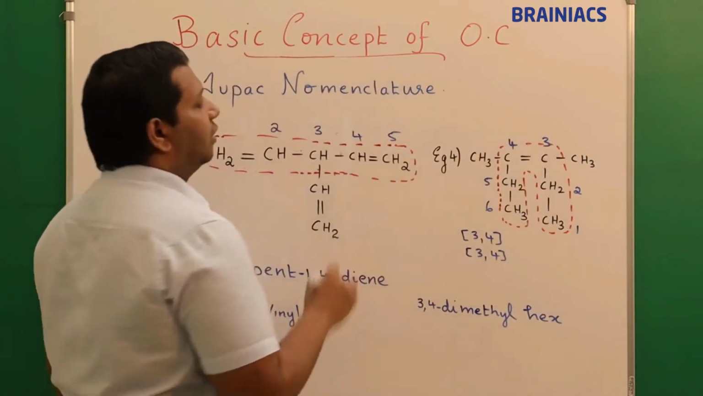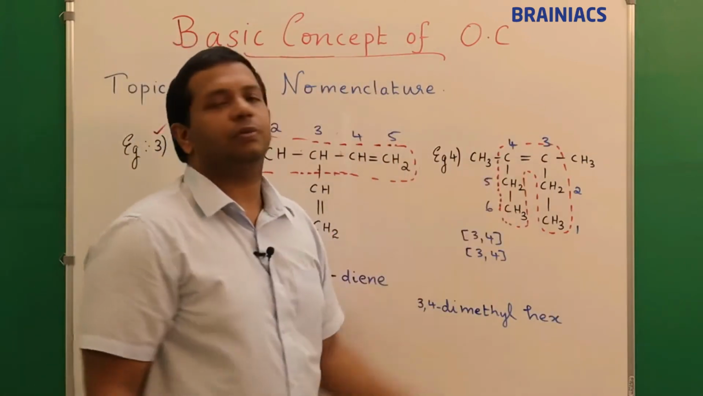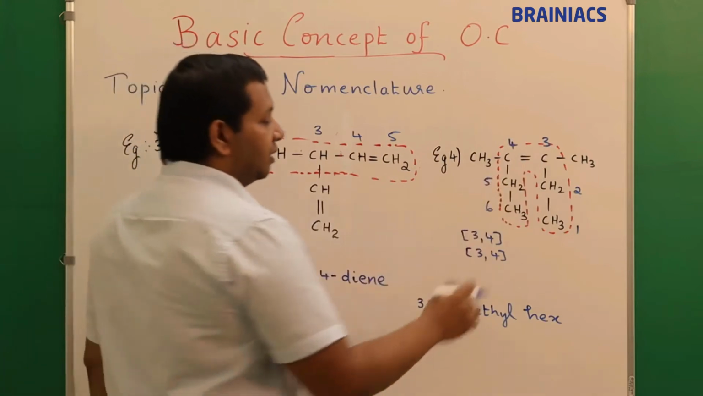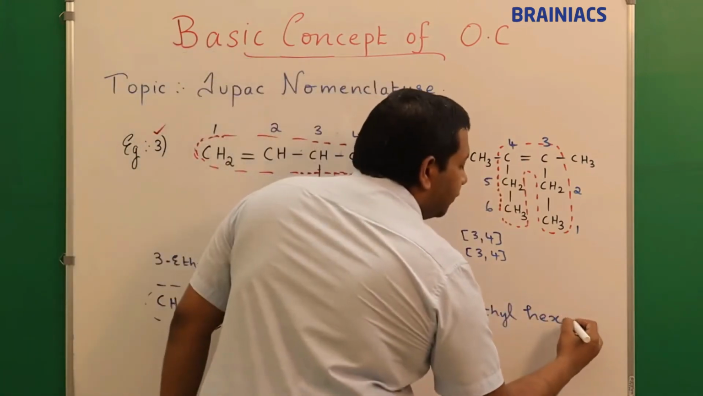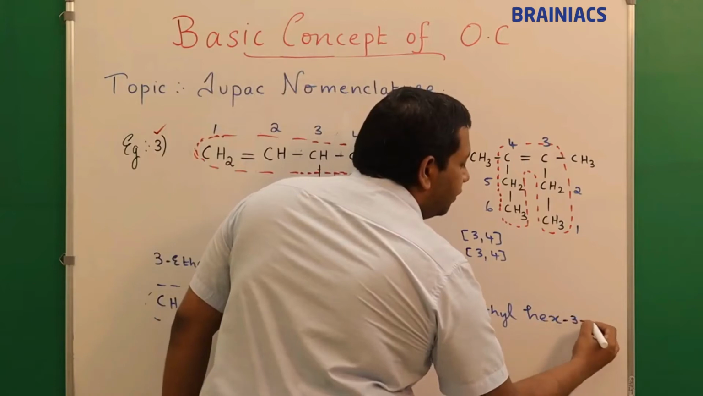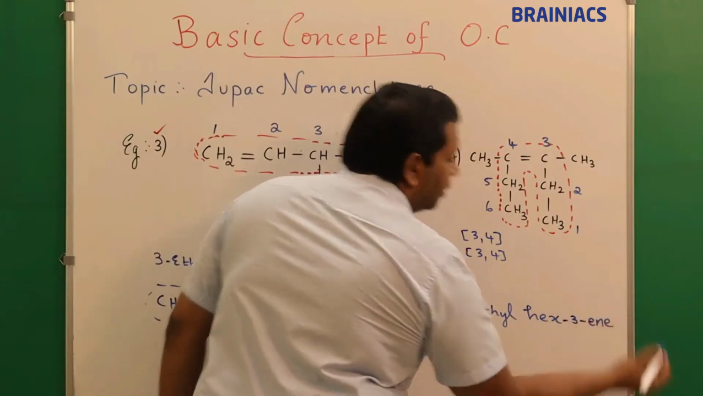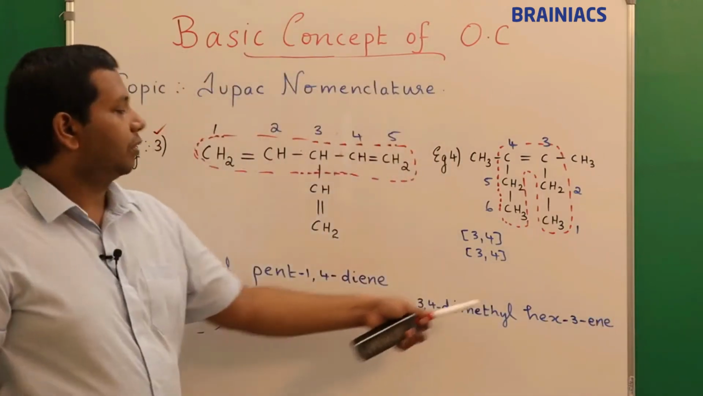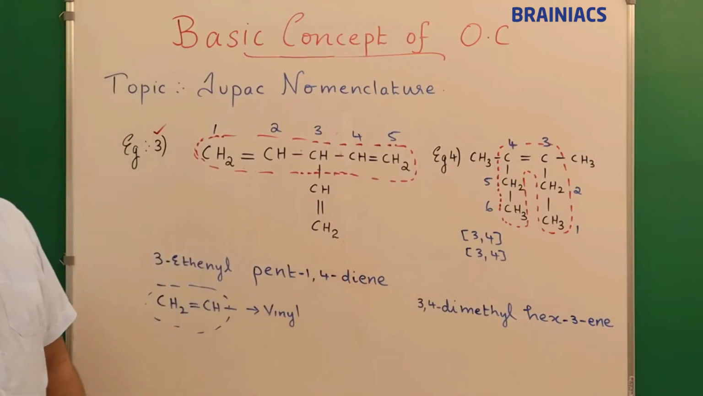Now a double bond is there. At what position is the double bond? Between 3 and 4. The minimum number is 3. So I can say hex-3-ene. So 3,4-dimethylhex-3-ene.